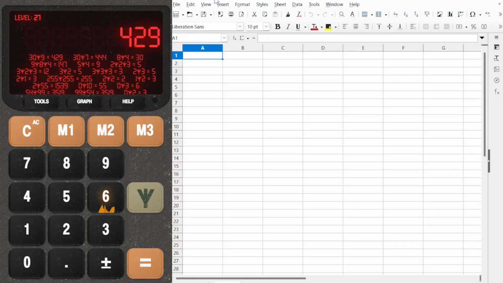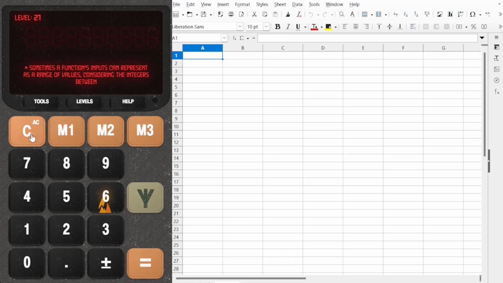Today we are going to be doing some LibreOffice calculation together with the Devil's Calculator. How have you been? Today we have stopped at level 27. Now, what were we doing? We were working with the function psi for Gangnam Style.